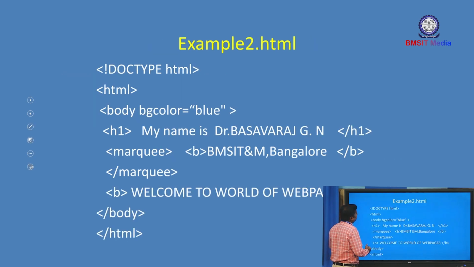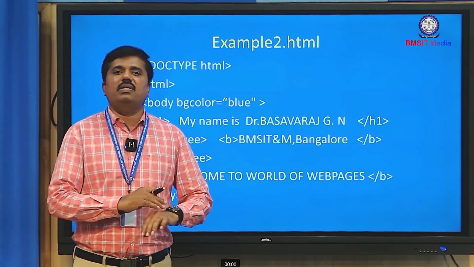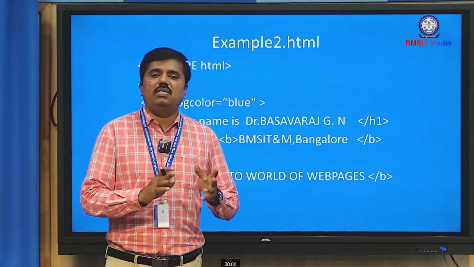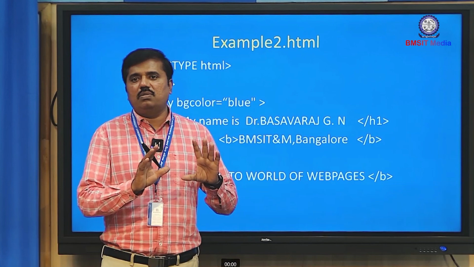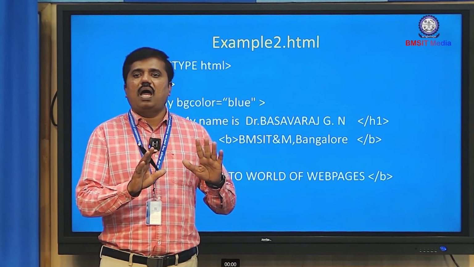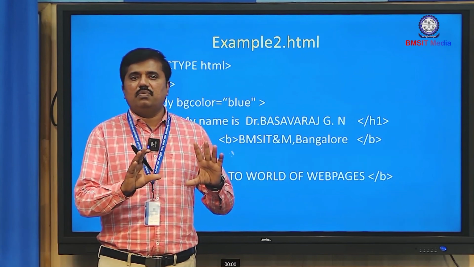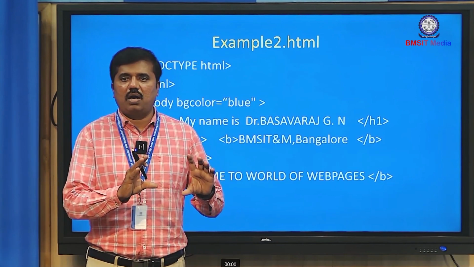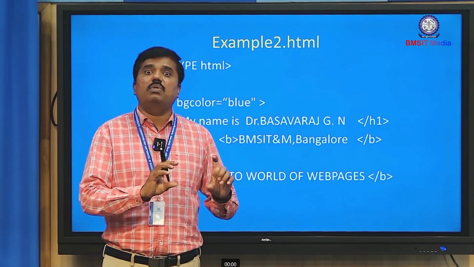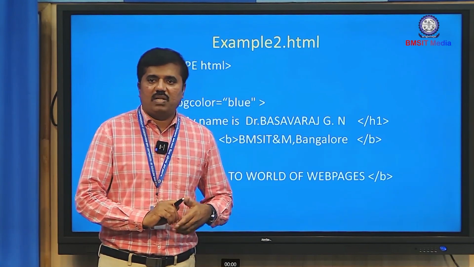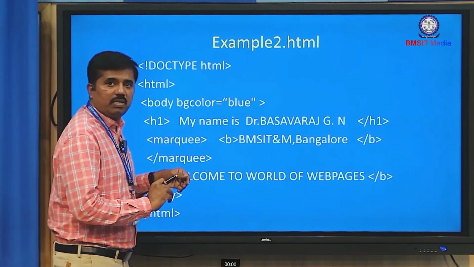Let's see. Now we are going to learn the second example. This is our second HTML code. In this second HTML code, the main objective is to display your name and the college name, which is set to be a marquee. And of course, I bolded one of the messages: Welcome to the world of web page. Let me explain each line one by one.